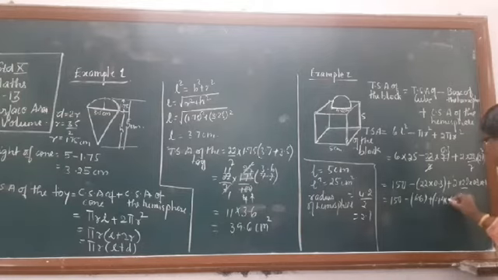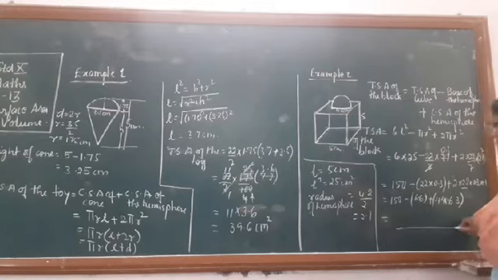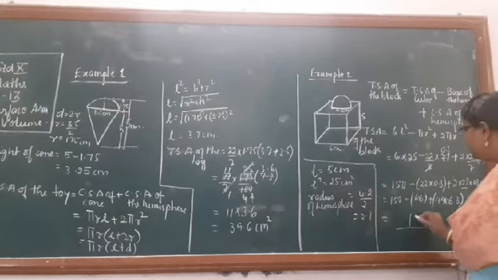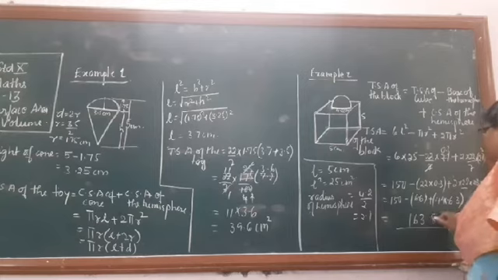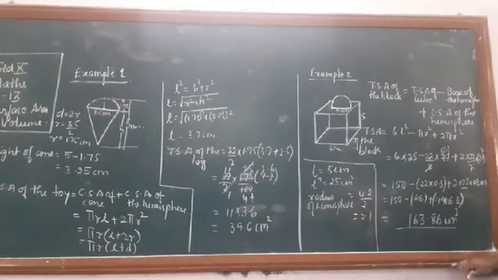So into 0.63. So total, if you do the calculation, what answer should you get? You can just see. It should be 163.86 centimeter cube. So this is how you have to do example number 2. Centimeter square, sorry, it will be centimeter square. It is area, no? So area will be centimeter square. Clear everyone? Okay, you can solve it.